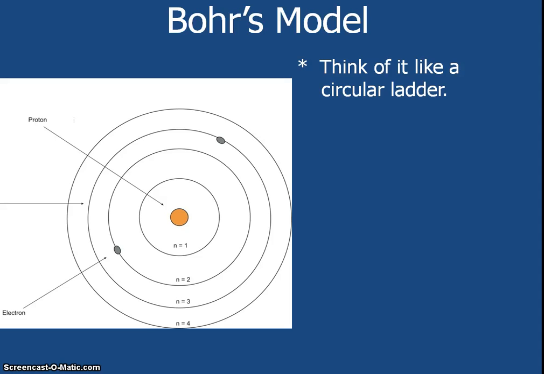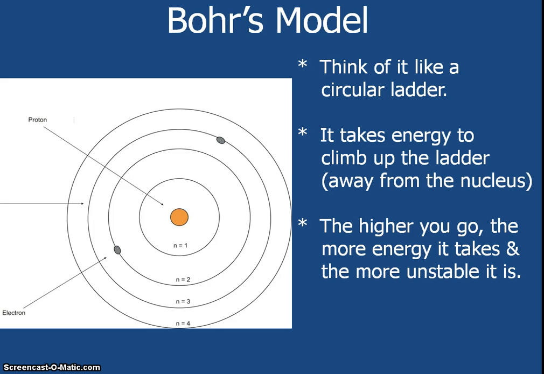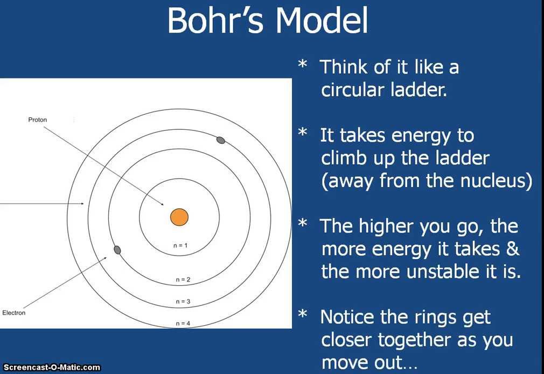So a few things about Bohr's model. If you think of it like a circular ladder, it takes energy to climb up the ladder, so you have to give energy to an electron to make it move to an outer energy level. So the lower they are, the closer they are to the nucleus. The higher you go, the more energy it takes to get it to move to that farther energy level, and the more unstable it is. So if you have an electron go from the first energy level to the fifth, that would take a ton of energy to make it jump out that far, and it would be very unstable, so it wouldn't stay that way very long. And just notice the rings get a little bit closer together as you move out. That's going to be something we'll talk about a little bit later.